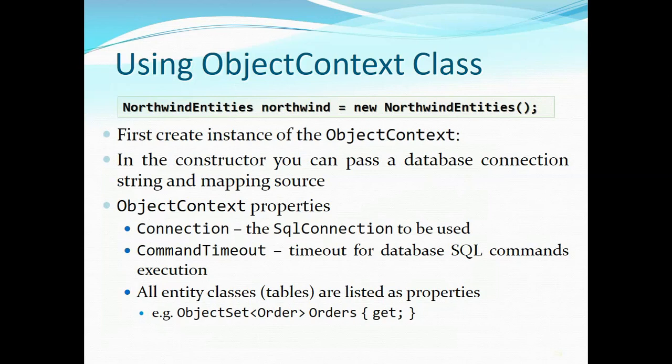Where all your tables are stored is the database. Where all my mapped classes are going to be stored is called the context. In relational databases, the context in which my tables are stored is the database. In object-oriented programming, the context in which my data is stored is the object context class. That name will be given to you by the system itself. I'll show you that shortly. Remember this. In the constructor, you can pass a database connection string or mapping source, but it's not required. The system will automatically take care of all these things.